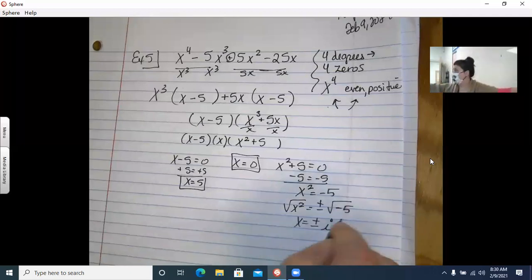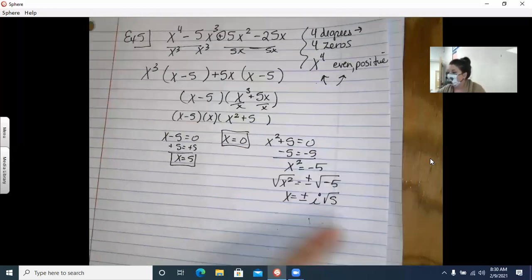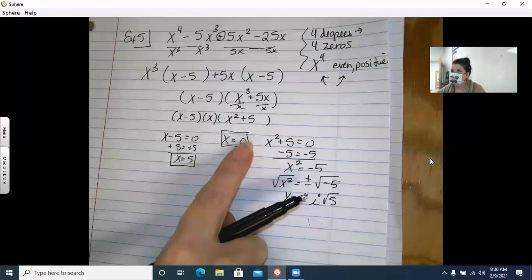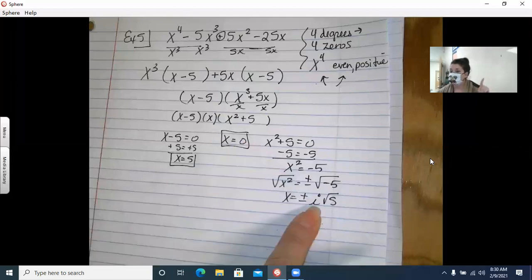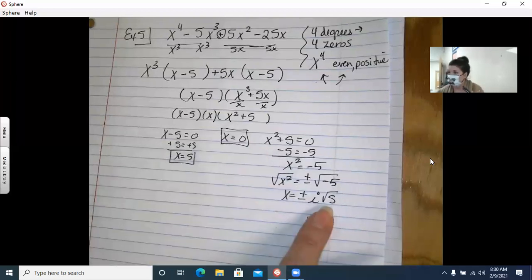Hold on, don't leave. Just give me a second so you understand this. So I have 4 solutions: 5, 0, positive i square root 5, and negative i square root 5. But with your imaginary solutions, you won't see those on your graph. So your graph is only going to intersect the x-axis at 0 and 5. These count as 2 solutions, but you're not going to see them on the graph, okay? I'll write that in a minute.